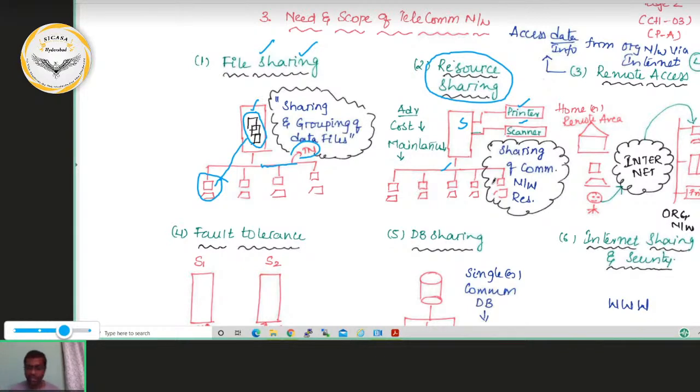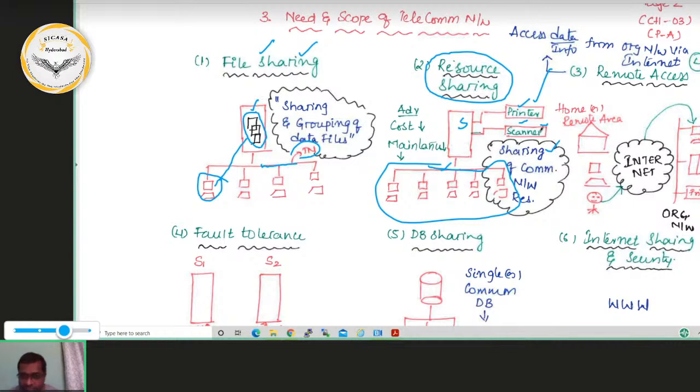The cost of resources will increase. However, if we use a telecommunication network, what will happen? I have multiple computers connected to the telecommunication network, and to the server. I connect the printer and scanner. So what happens using a telecommunication network? We can share these communication network resources. All these network resources can be shared using a telecommunication network.